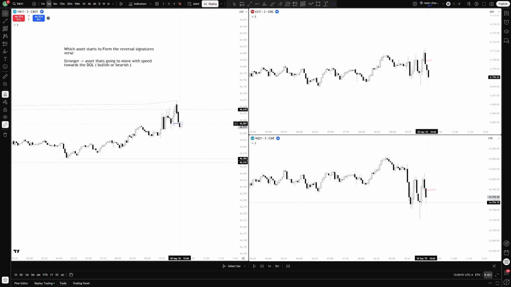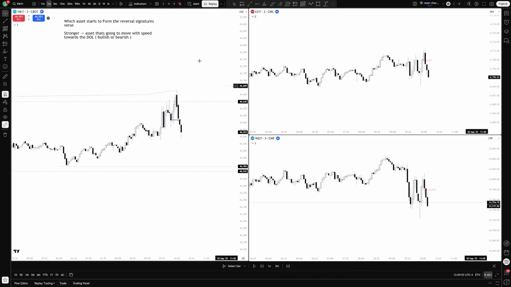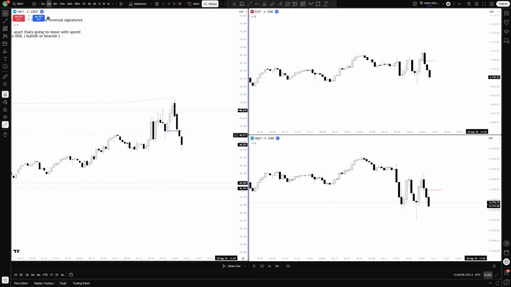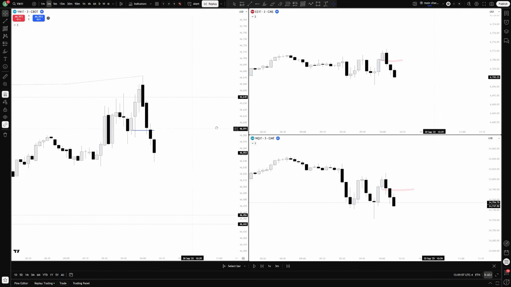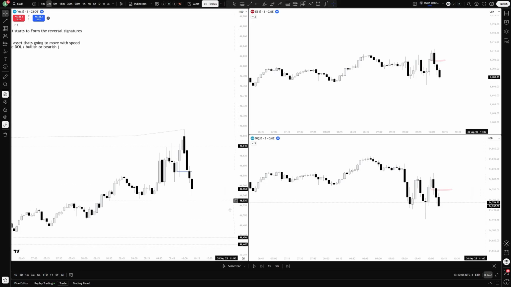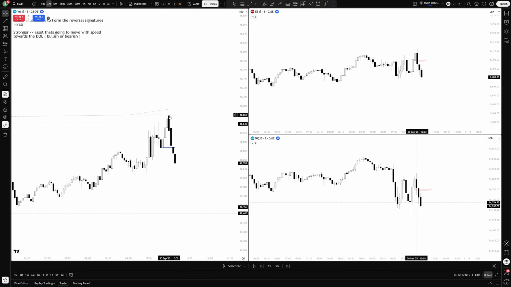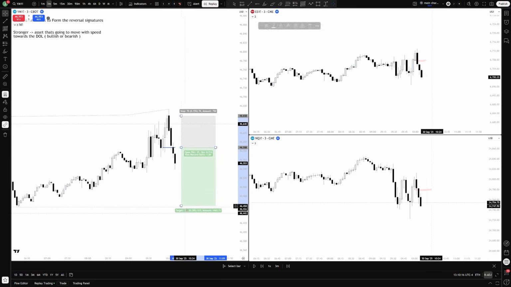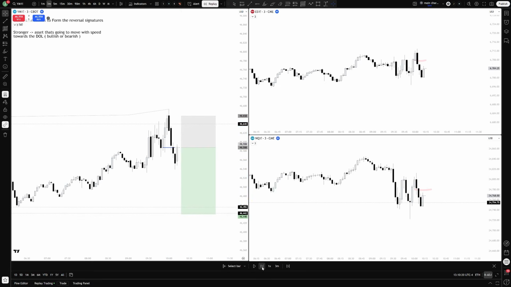I actually entered on the open of this candle because, as you see, we have an opening gap here. So this candle right here doesn't actually close below it, but it has an opening gap, and this candle opens right below this change in state of delivery. So I just market enter right there with my stop at this candle's body. Right there. Put my TP all the way down here.